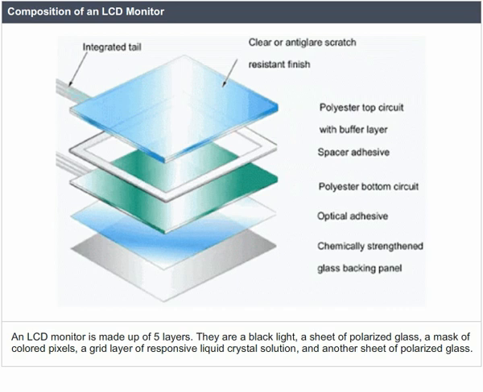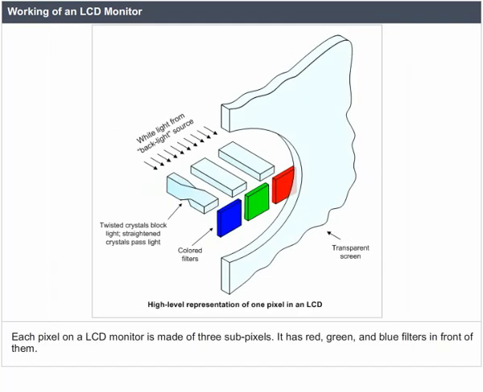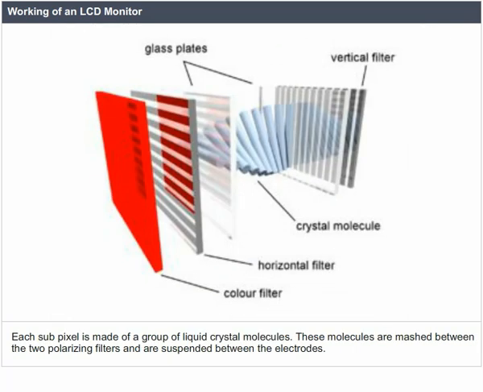Working of an LCD monitor. Each pixel on an LCD monitor is made up of 3 subpixels. It has red, green, and blue filters in front of them. Each subpixel is made up of a group of liquid crystal molecules. These molecules are sandwiched between the 2 polarizing filters and are suspended between the electrodes.